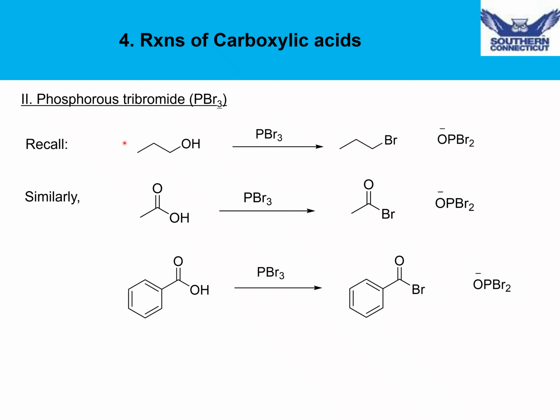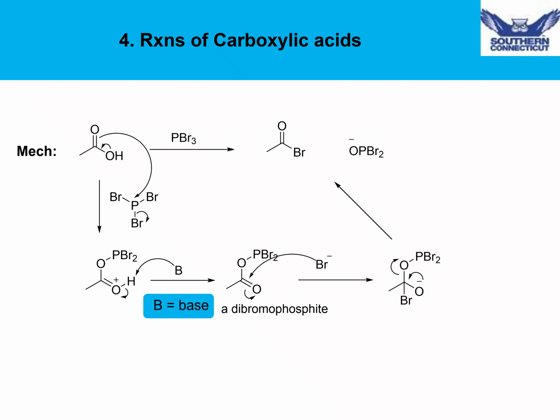Earlier this semester, we talked about a reaction that converts alcohols into alkyl bromides. We can use for this transformation a reagent called phosphorus tribromide. Very similarly, we can convert a carboxylic acid into an acid bromide by using phosphorus tribromide. Benzoic acid can also be converted into benzoyl bromide by using phosphorus tribromide. Here's one more example with acetic acid. If we add PBr3, it will be converted into acetyl bromide.